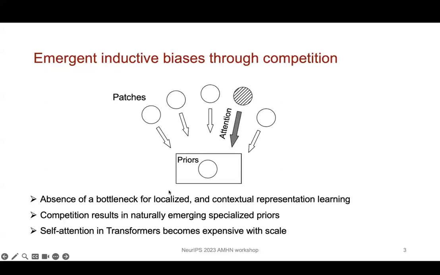Transformer models designated bottleneck for localized and contextual representation learning. Our proposed approach aims to leverage the competition among input patches to naturally drive the specialized pairs, contributing to the sparse association of information and reducing the computational burden of the architecture.